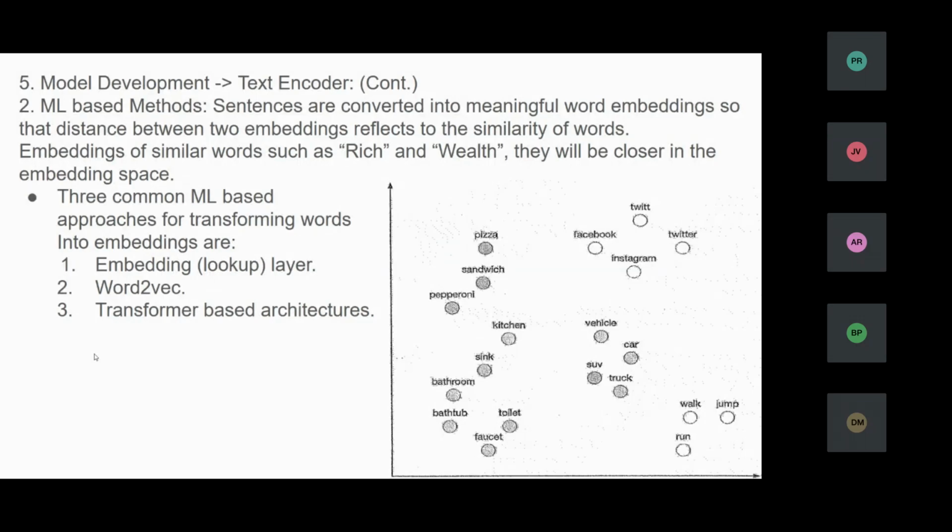In the image on the right, you can see that words that have similar meaning, let's say for food, for kitchen, for vehicles, the actions or the social media, are all comparatively in close proximity to each other. So if we map the embeddings of similar words, they will be in close proximity to each other. Three common ML-based approaches for transforming words into embeddings are an embedding or lookup layer, word2vec, and transformer-based architectures.